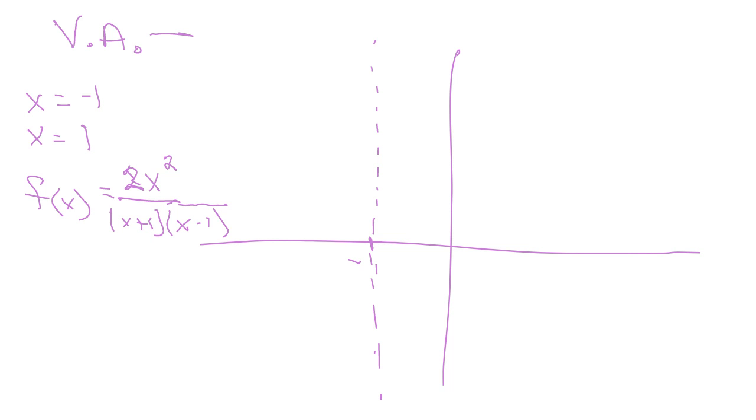If we have a number to the left of negative 1, that means when we square it, it's going to be positive, and multiply by 2, it's going to be positive. And in the denominator, if we add 1 to a number smaller than negative 1, it's still going to be negative. If we subtract 1 from it, it's going to be negative. So we're going to end up with a positive over positive, which means to the left side of negative 1, we are going to infinity. So it's going to approach this asymptote, like that.